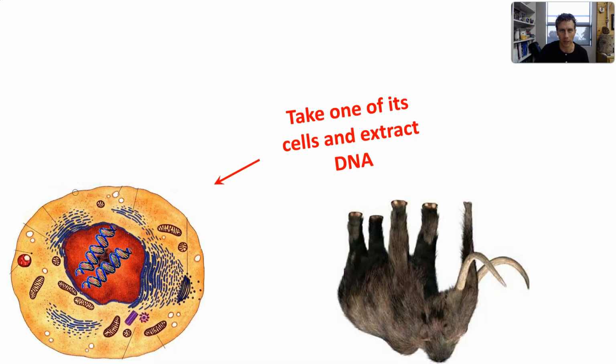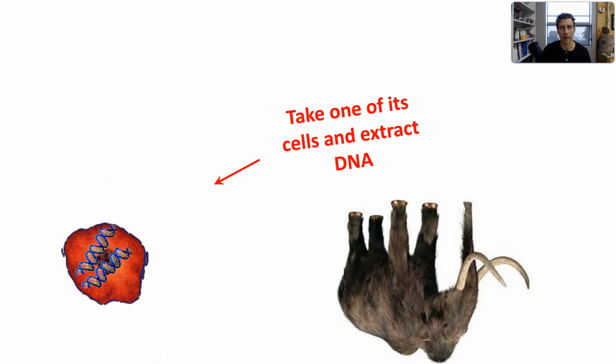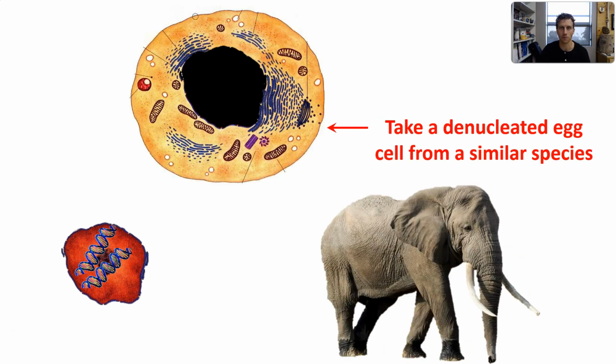Okay, let's try a similar process. Let's take one of its cells and extract the DNA. You would need to make sure that these cells have intact DNA, and that's the tricky part. Finding cells where the DNA has not actually broken down over the many, many years. Extract the DNA. We now have the nucleus.